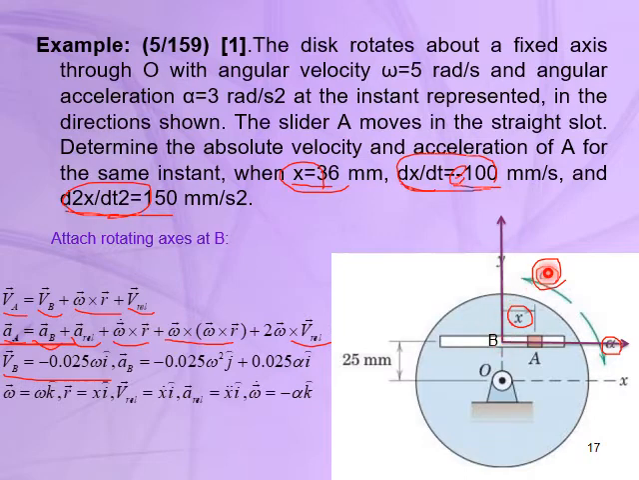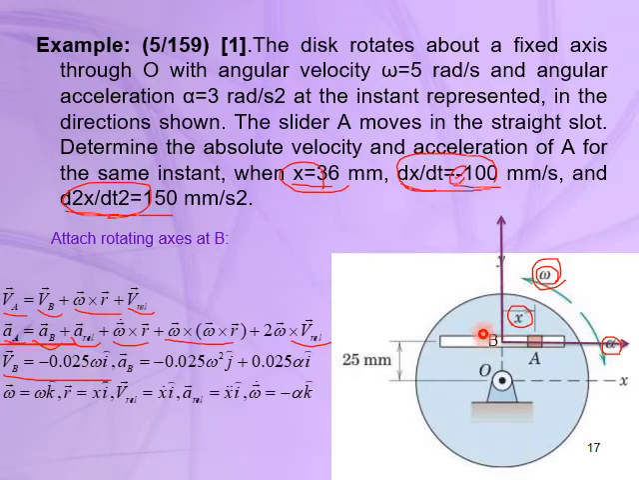Because the angular velocity of the disk is omega, at this moment, for this instance, the velocity of B is omega cross r, which r is this length, 25 millimeter, times omega, and the direction you can easily calculate. The direction is clearly in the negative direction of the x-axis, of course, at this moment.